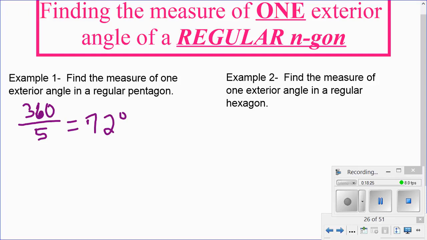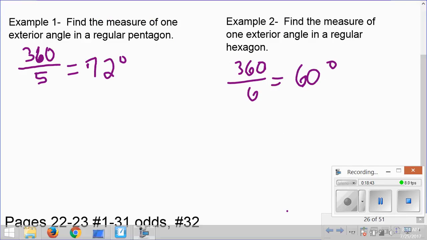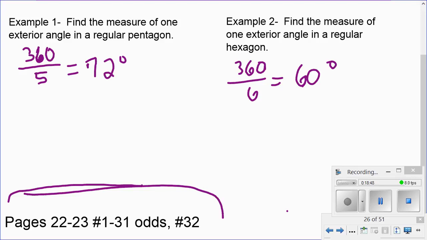So we can do the same thing here. We know the sum of any polygon's exterior angles is 360. So we're going to divide that by 6, and that'll give us 60 degrees for each exterior angle. Go ahead and try these problems in your packet to get some more practice.